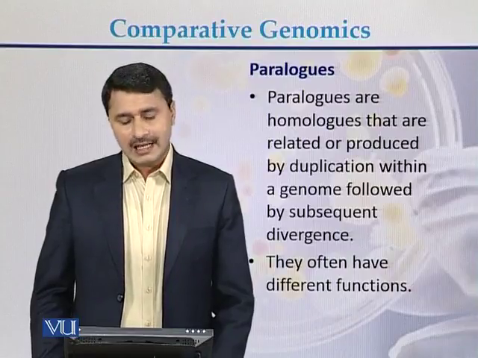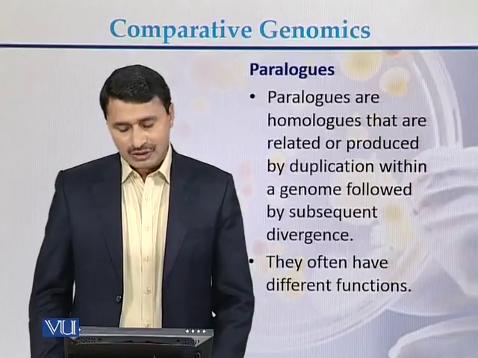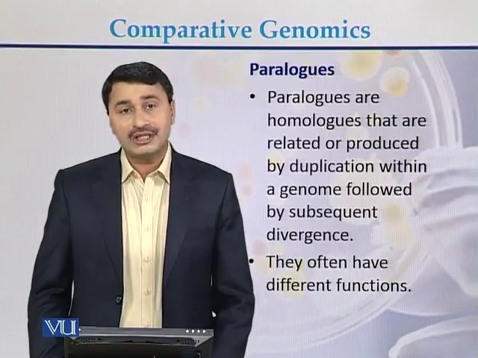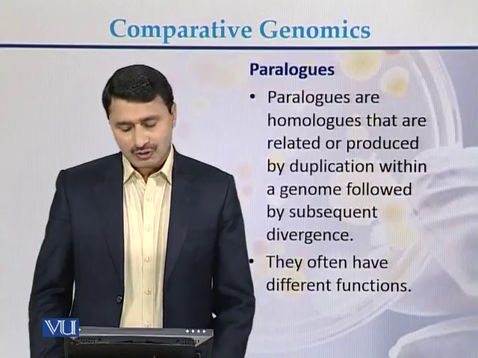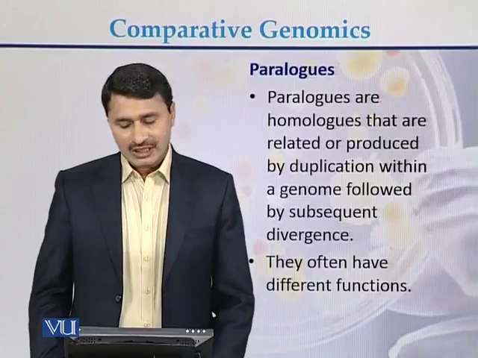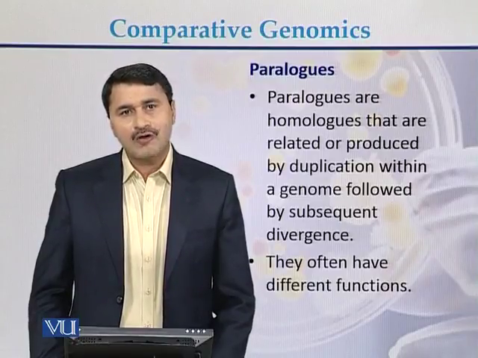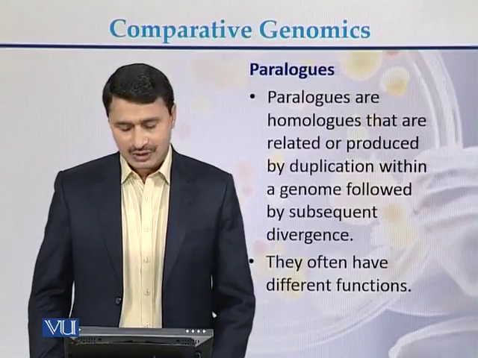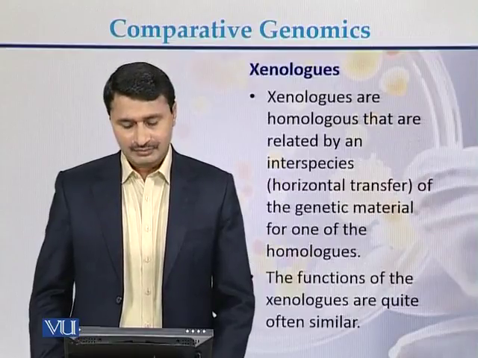On the other hand, what are paralogies? Paralogies are homologies that are produced by duplication within a genome followed by subsequent divergence. So if homologies are produced as a result of duplication, they are called paralogies. They often have different functions.